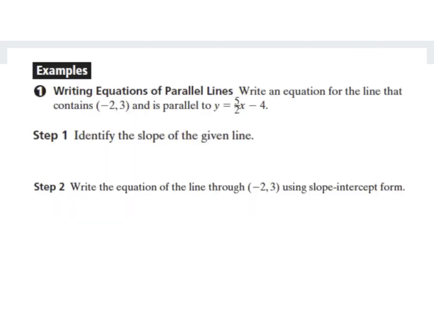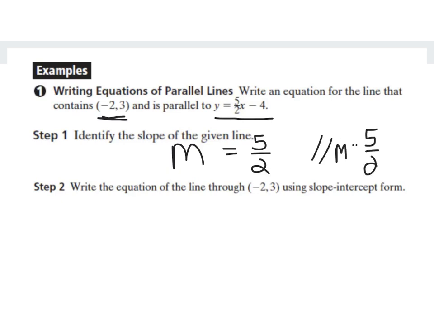So we are asked to write a parallel line that goes through this point right here, and it's parallel to this. So the first thing you need to do is identify the slope. What is the slope of our line? And so our slope is going to be 5/2 or 2.5. We're just going to leave it 5/2. So if the slope of that line is 5/2, then the parallel slope, and I'll use those two lines to mean parallel, is also going to be 5/2.